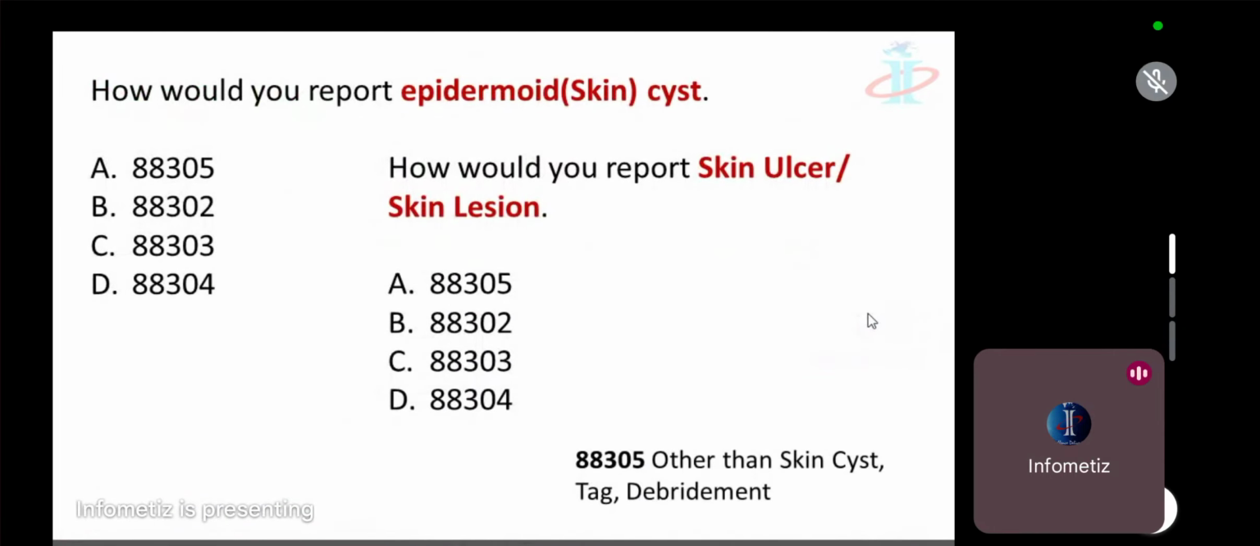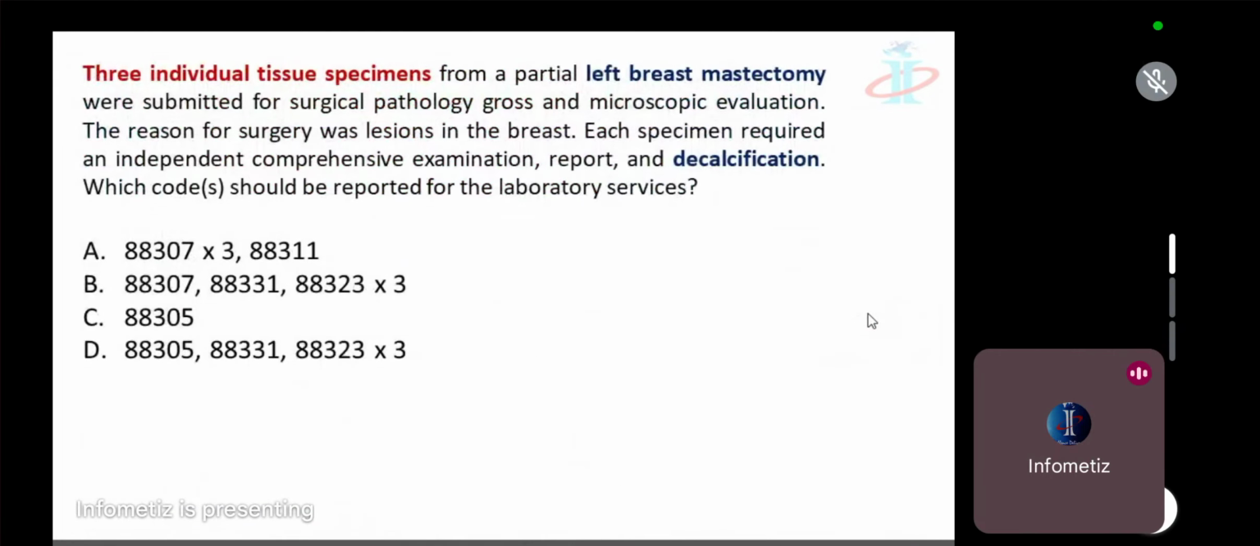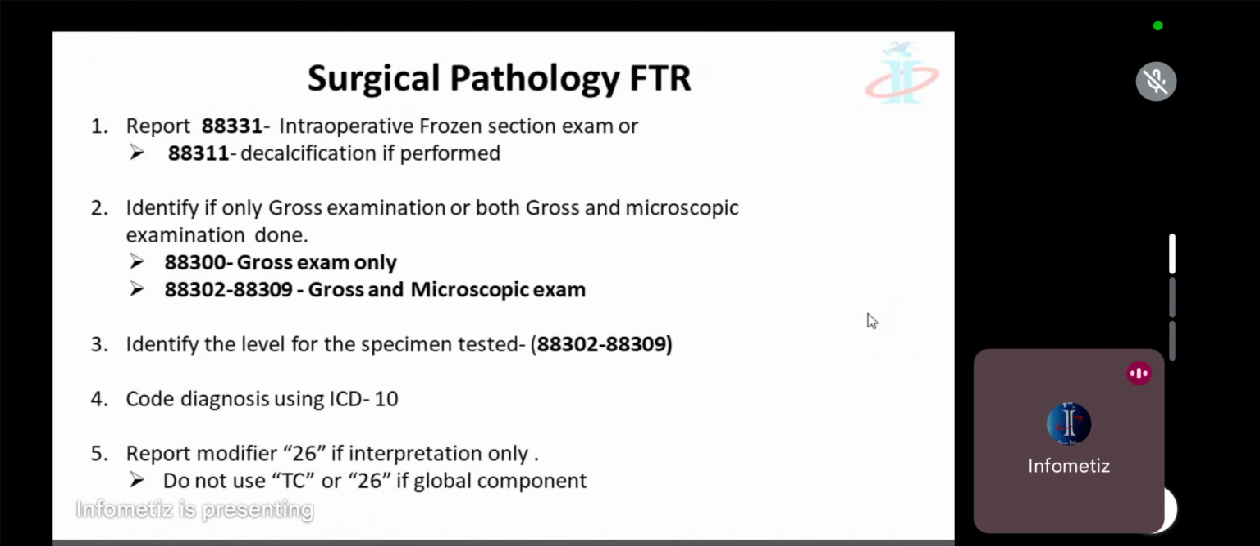Here we have seen 88331 and 88311 code also, right? We can code 88331 for the frozen section, which we have discussed just now, and 88311, which is for decalcification. If it is given there, we can code this code. We can solve this question based on the ICD also, as well as our 26 modifier.